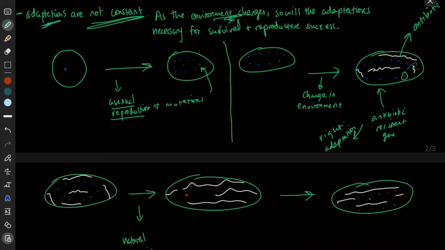the adaptation necessary to have survival and reproductive success has also changed, and that adaptation that's going to confer survival and reproductive success in this new environment is the antibiotic resistant gene. So those individuals that don't have it are not as fit for this new environment, right? So what's going to happen? You're going to have natural selection, or nature, selecting for the individuals with the right adaptations, which are these guys here, over those that don't have it, which are the ones that are not fit, whereas this is more fit than the other ones.